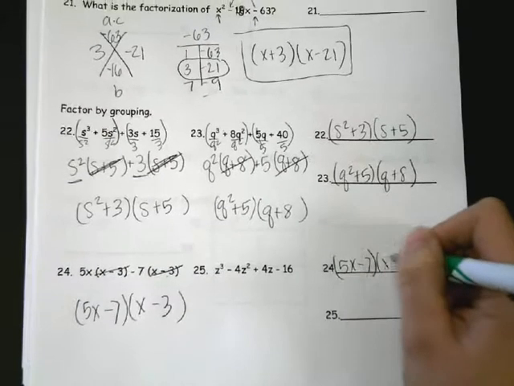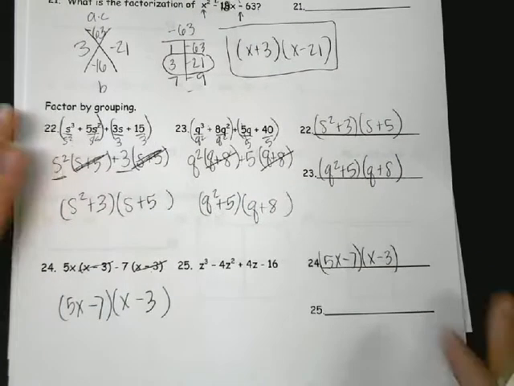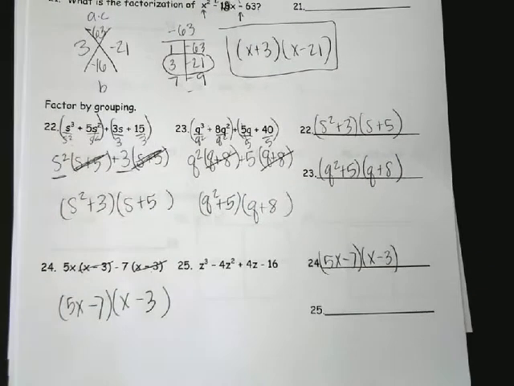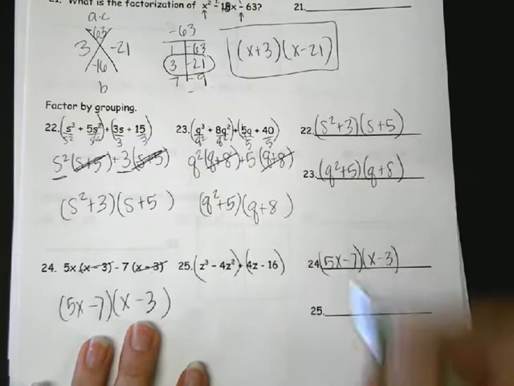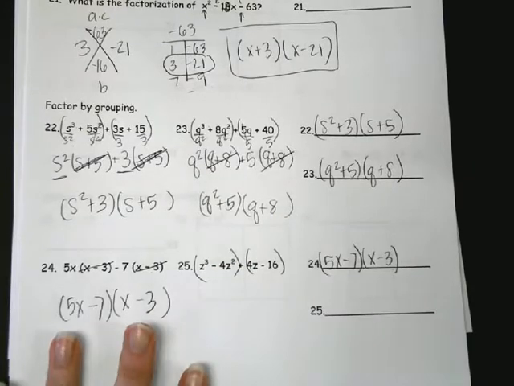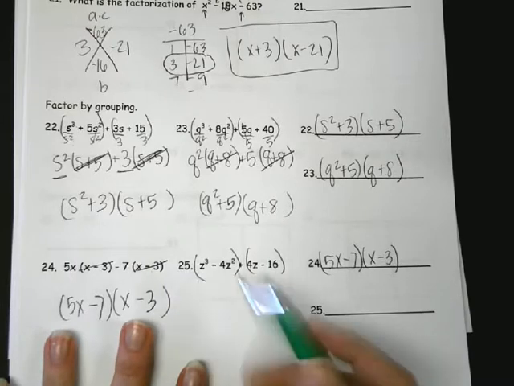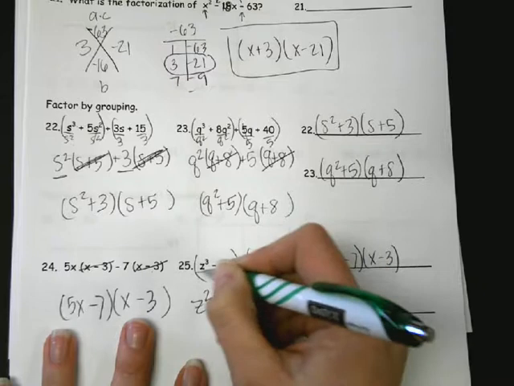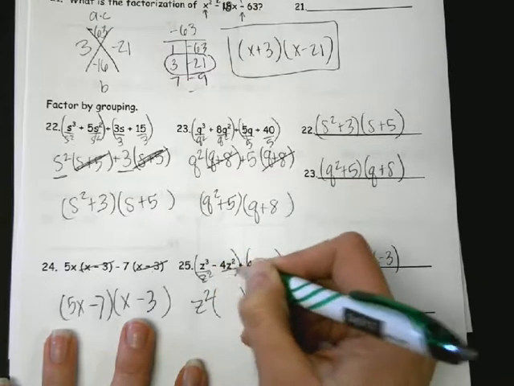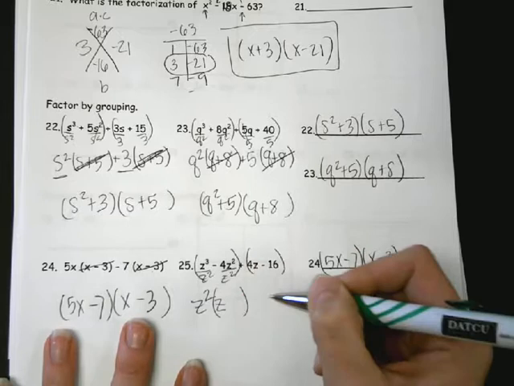Number 25, I'm going to have to work a little bit harder at. I'm going to group the terms that have something in common. In that first parenthesis, I see that they both have a z squared in common, and then I divide to see what's left. Z cubed divided by z squared is just z. Negative 4z squared divided by z squared is just negative 4.